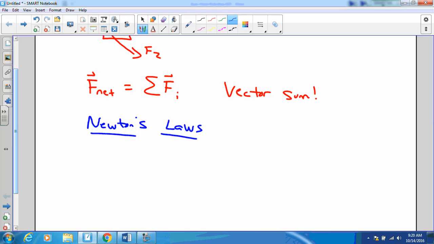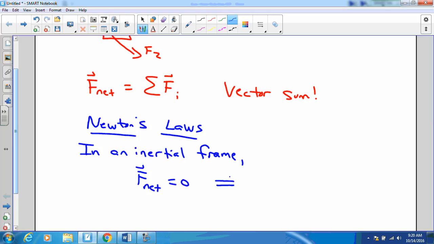And in terms of understanding physics, these 3 laws are the kinds of things that you want to tattoo on your eyelids because they're really fundamental and basic. And the first can be expressed like this. In an inertial frame, if the net force on an object is 0, then the acceleration of that object will be 0, and vice versa.